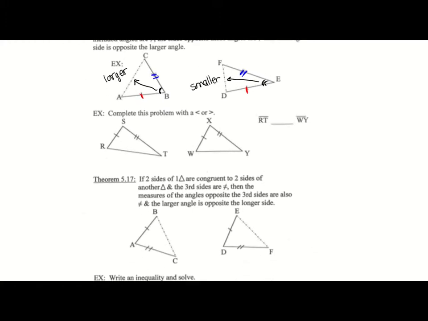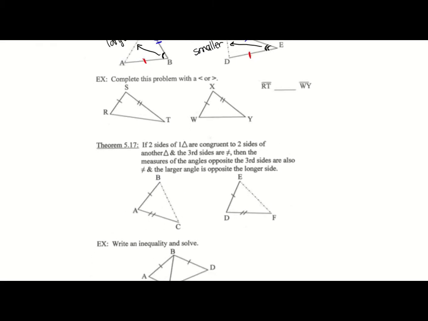So if we look at our next example, it says to complete this problem with a less than or greater than sign. So if we have RT right here and WY right here, we want to know which side is larger. Our sides are congruent, so we have RS and WX, and then our other sides ST and XY.